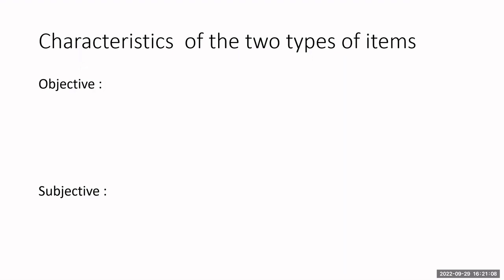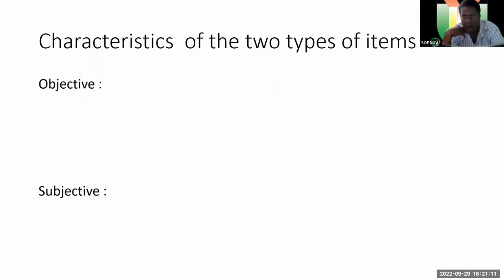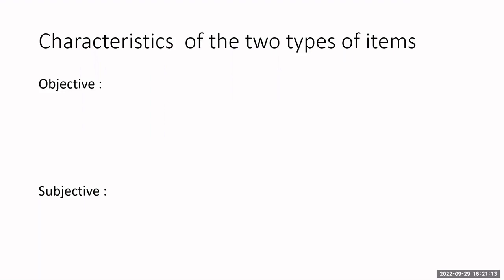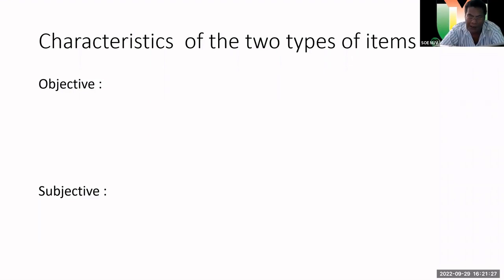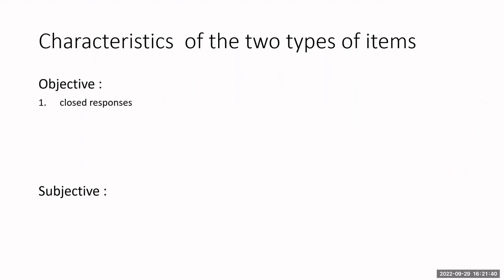Yes and no answers, true and false. So there are many items under the category of objective items, and you have named them: multiple choice, short answers, true false, yes or no. In other words, they have one closed response. They have closed responses.